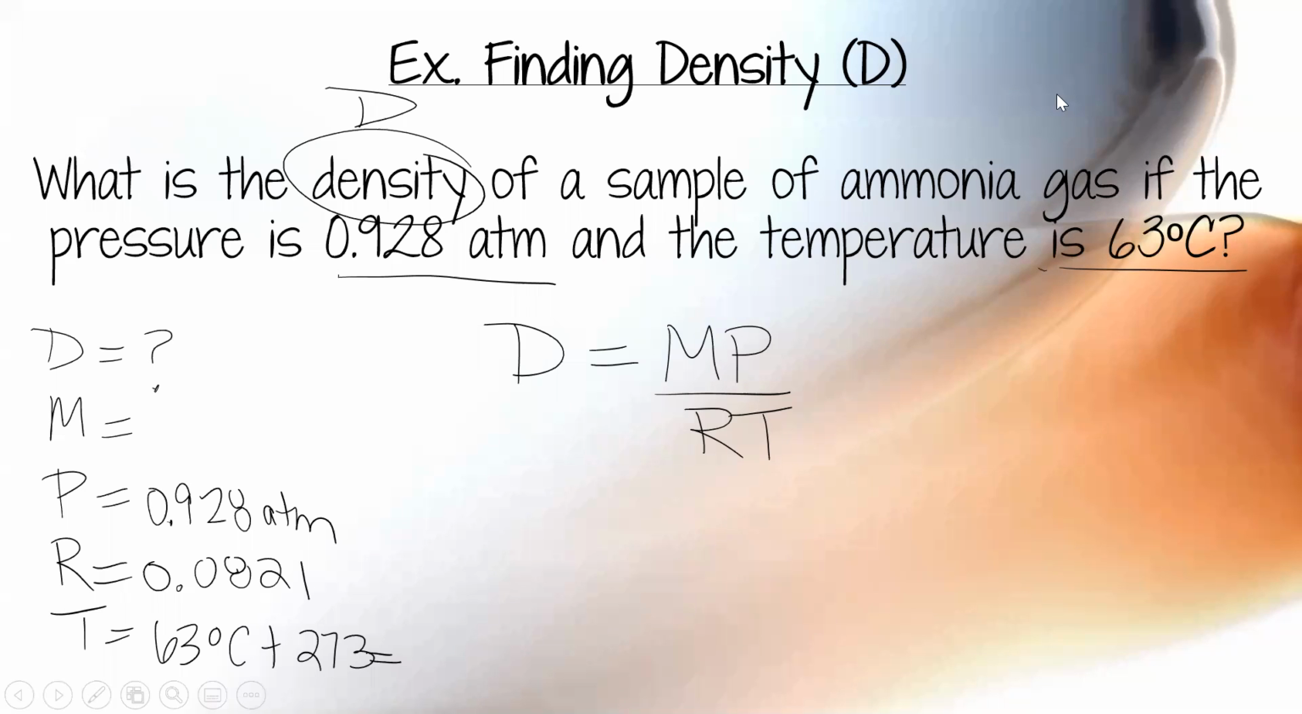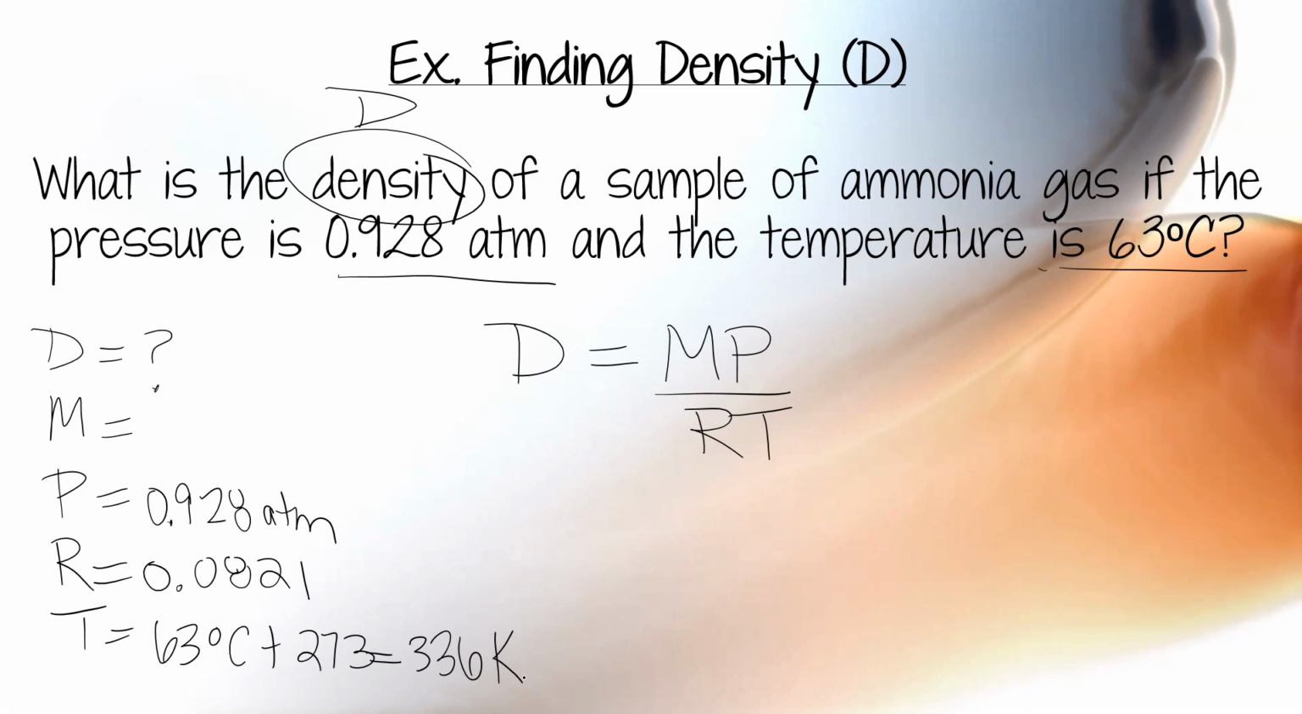All right, sorry guys, I had to pause it. I'm not sure where I left off. So, I was doing temperature. Okay, 63 Celsius plus 273 to convert to Kelvin gives us 336 Kelvin.